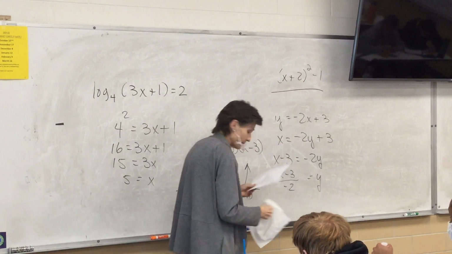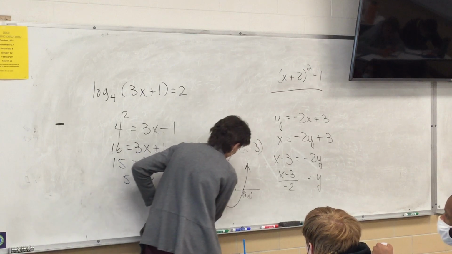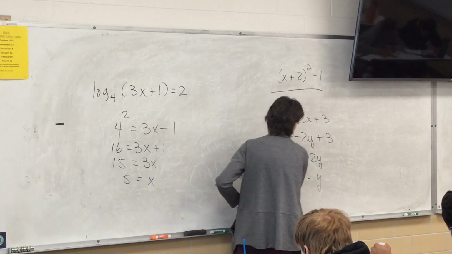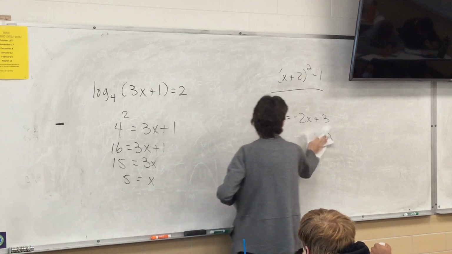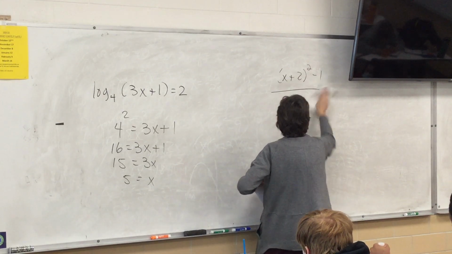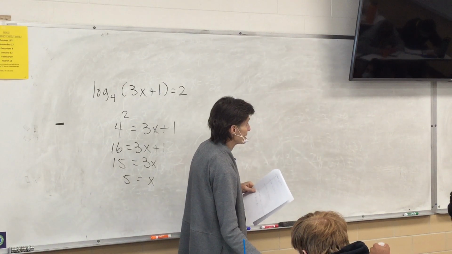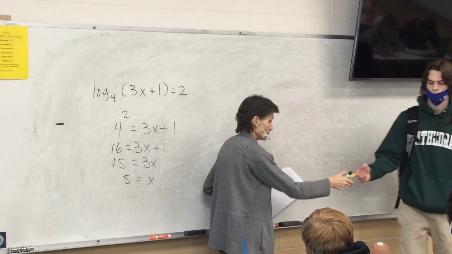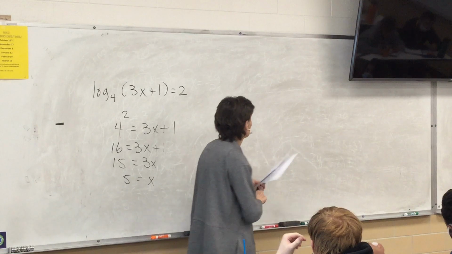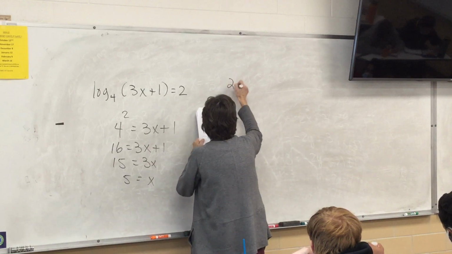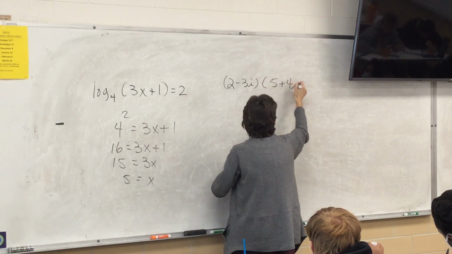All right, what are we going to do with number 20? FOIL. We're going to FOIL it. And we're going to remember that i squared is -1, because when I FOIL this, I'm going to get an i squared. So 2 minus 3i, 5 plus 4i.